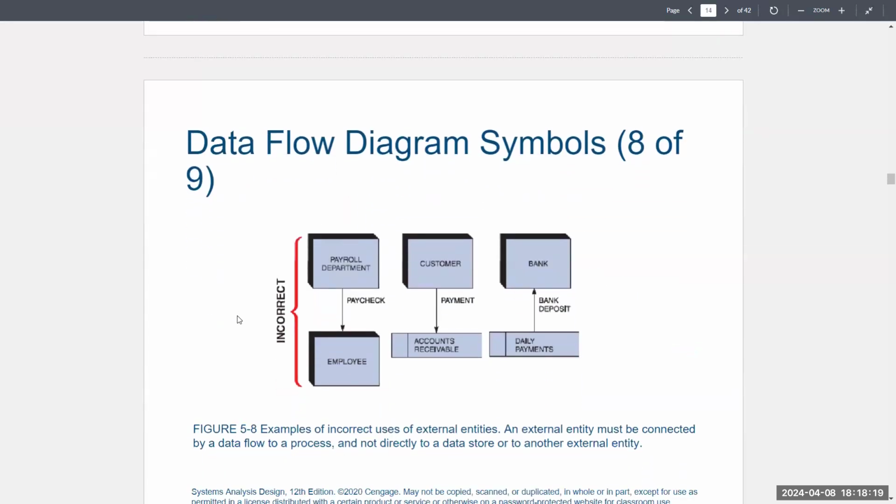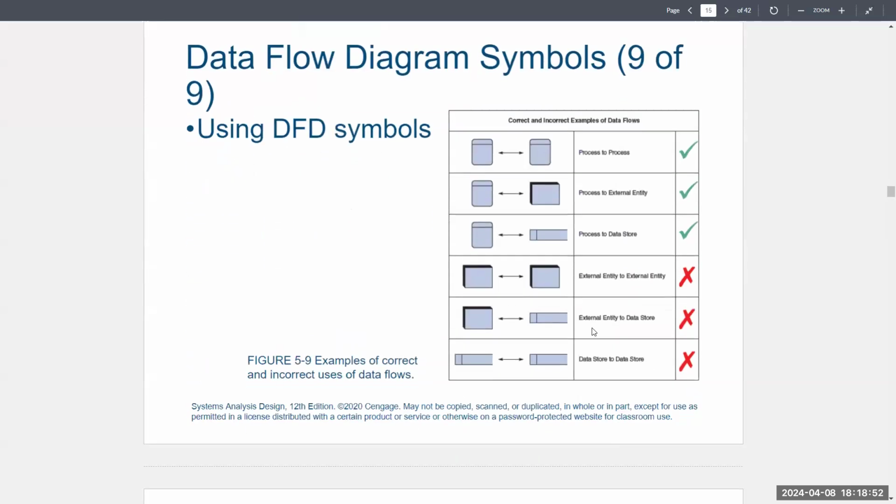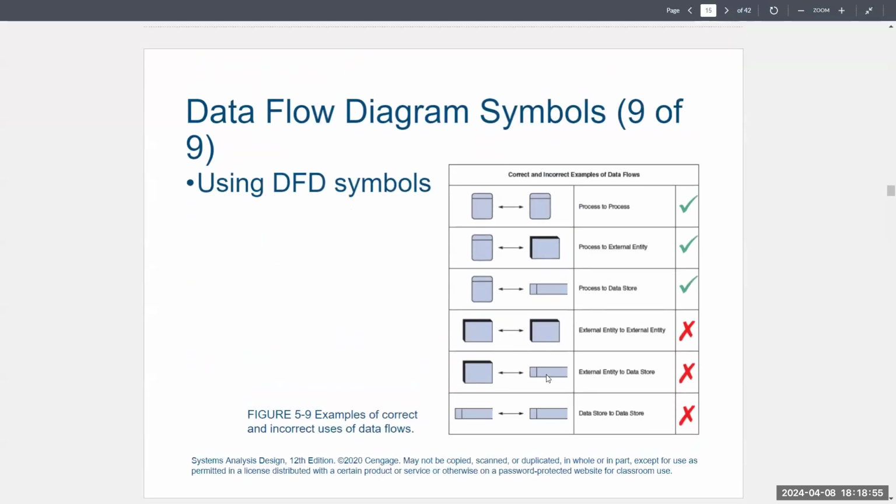Some of the incorrect ways of using the symbols, right? Where an external is sending data directly to another external, we shouldn't be showing that as part of our DFT, right? External sending data directly to a data store, that's not allowed. It has to come through some kind of an internal process, right? And same thing, our data store sending data directly to an external, that's not allowed. It has to have some kind of intermediate process. Those are some of the rules, and this kind of summarizes all of those rules, right? The do's and the don'ts, okay?